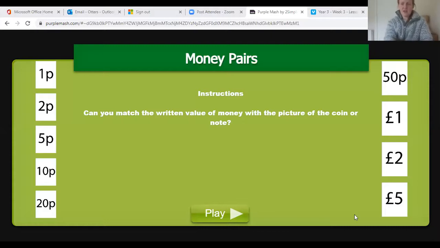I'm going to show you now a little game, a coin matching activity, coins and amounts. Just play it until you've completed it all, and then you can come back to me. So let me just quickly show it to you. It is saved in your to-dos. It is called Money Pairs. There's the instructions there for you. Can you match the written value of money with the picture of the coin or the note? So it's just a little game just to get started with our lesson today.